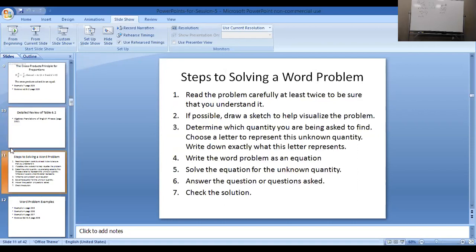Basically, when we want to solve word problems, you read the problem carefully, at least twice, to make sure you understand. If you can even sketch the problem to visualize it, then find out what you are looking for. What is it that you're trying to find? What is that unknown quantity? And represent that with a letter. Usually we use x. Then write the word problem as an equation. Solve it for x. Then check your answer by putting it back in the solution.